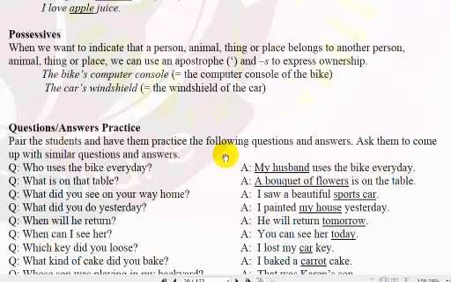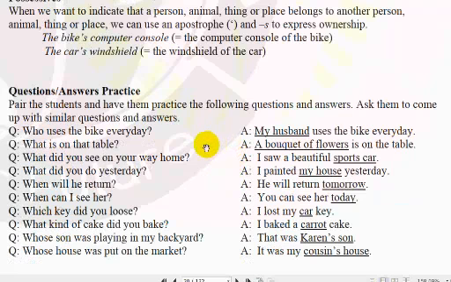Then you have questions and answers. Practice the following questions and answers, and come up with similar questions and answers. Read these questions with each other or practice with your partner, the same as you did before. One time you ask the question, the other time your partner asks.